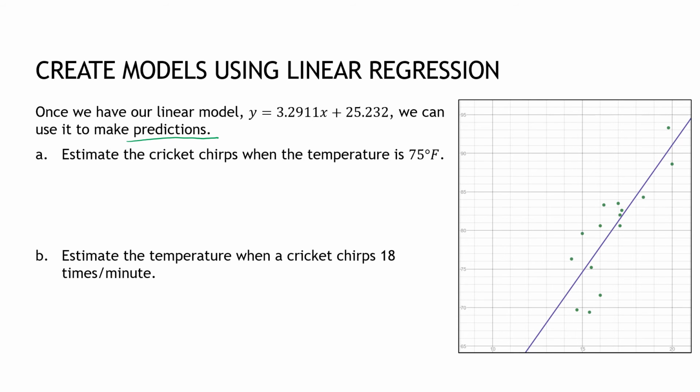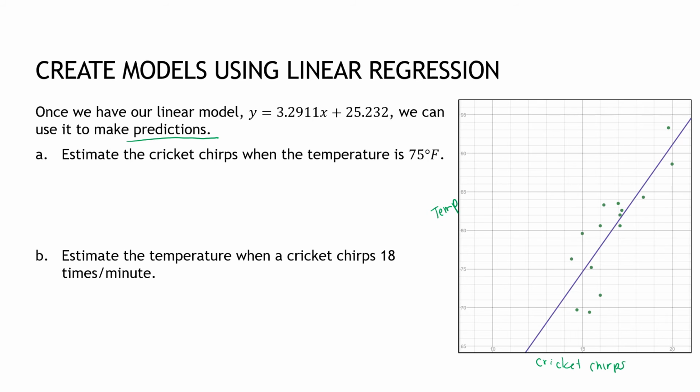So as we can see, I don't have any labels on my graph, but I went back to my table to verify what was what, and the X values were cricket chirps, and the Y values were temperature. Now, why is that so important? Because when I estimate, I need to know, am I plugging in X, cricket chirps, and solving for Y, temperature, or am I plugging in Y, temperature, and solving for X, cricket chirps?